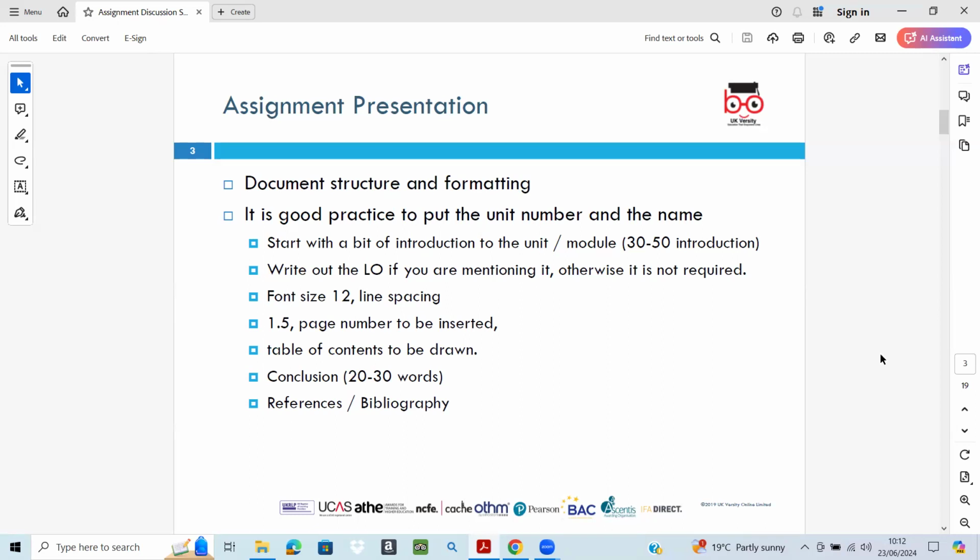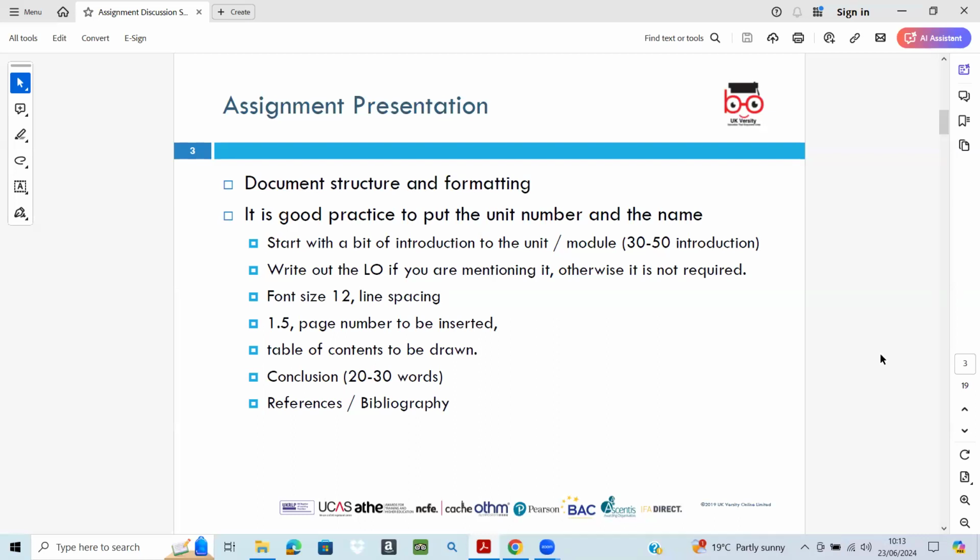Then we can include a table of content. So we need to create a detailed table of content that outlines the structure of your presentation. It should include section headings and subheadings with corresponding page numbers for easy navigation, and it's a good practice.